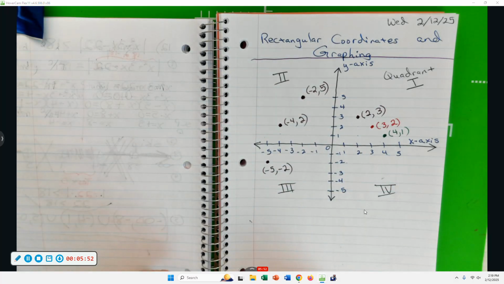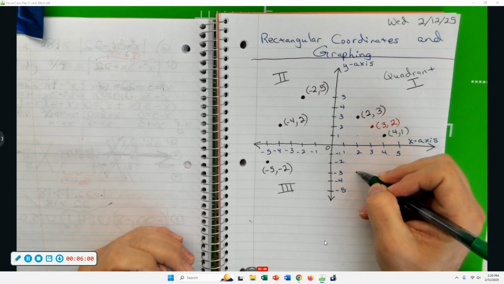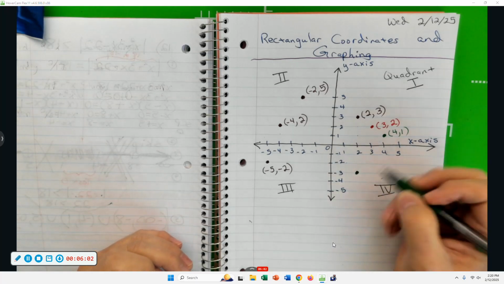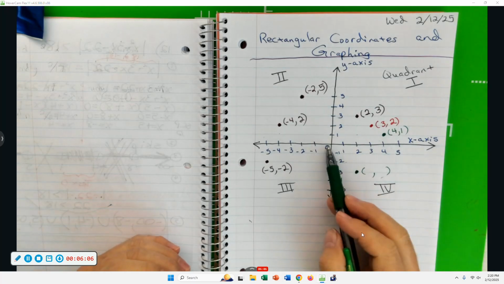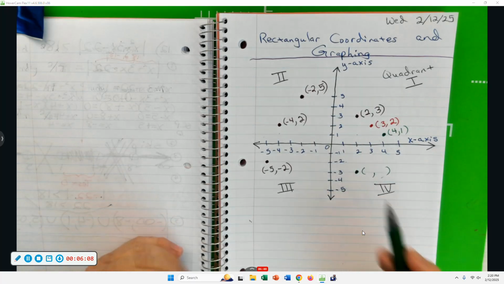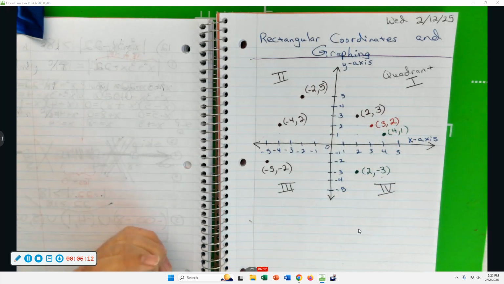And let's do one more here just to beat that horse, which I'm going to do right there. What would this point be? Okay, you'd have to go to the right 2 and then down 3. So I agree with (+2, -3).